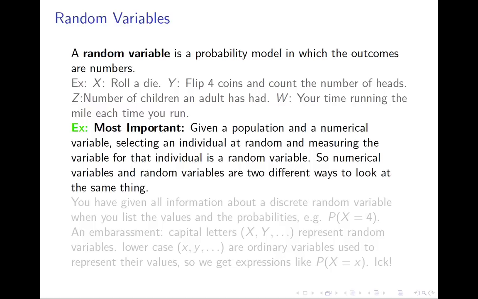Example Z is a particularly important example for us. Going forward, the most important random variables will be ones that, like Z, involve a population and a numerical variable, in the sense of lectures 5 through 9. The random variable is randomly selecting an individual from the population and measuring or asking the value of that variable. So from this point of view, numerical variables and random variables are two different ways to look at the same thing. Everything that we did with numerical variables has an analog. Sometimes it looks a little different in random variables.